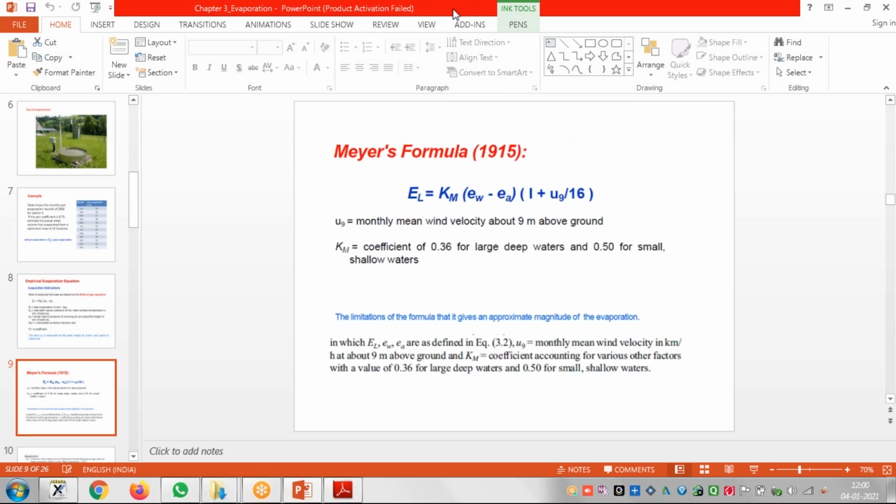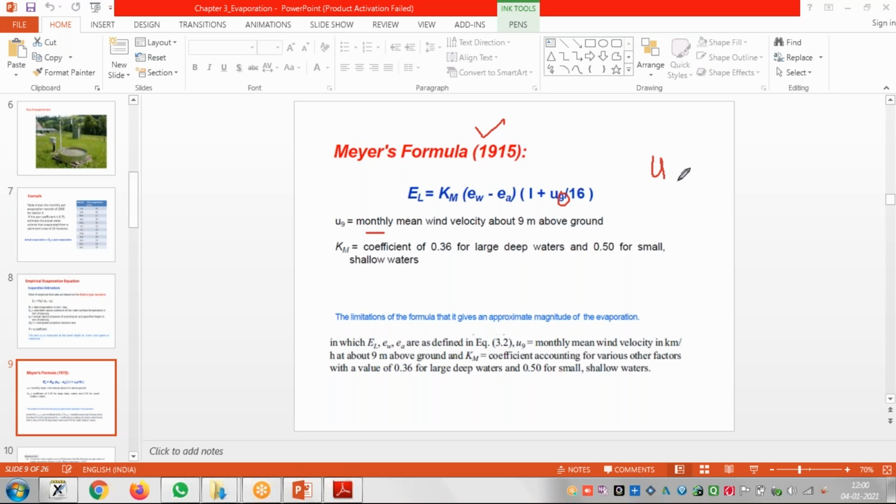Similarly, some other empirical formulas are given. That is Meyer's formula, 1915: Km into (EW minus EA) into (1 plus U9 divided by 16), where U9 is what? The mean monthly wind velocity, U9 actually.